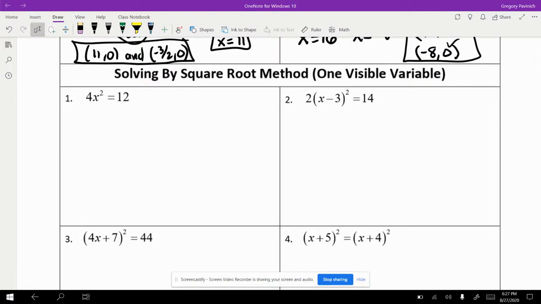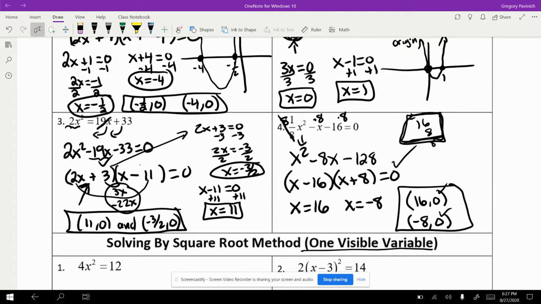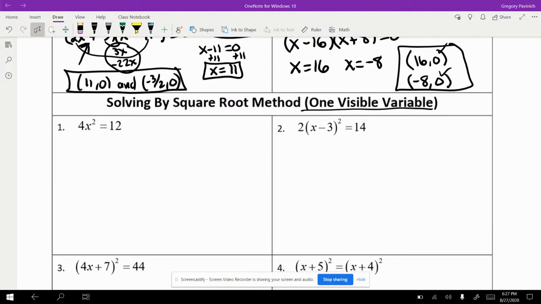Okay, next one is just another method. It's called the square root method. And we do this when we have one visible variable. Okay, and so notice all up here, I had two different x terms. I had a square and a linear. I can't combine them. So how do I solve when there's two terms? Well, you have to factor when there's two x terms like that that won't combine. Well, how do I do it when I just have one variable? That's pretty easy. We can always solve for 1x.